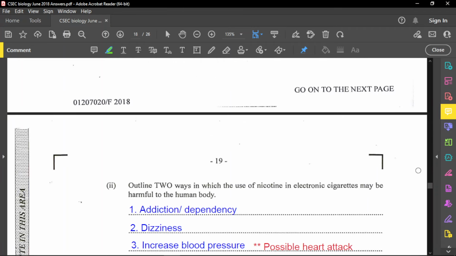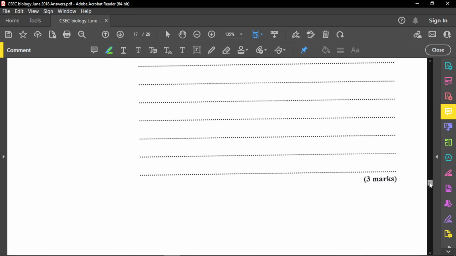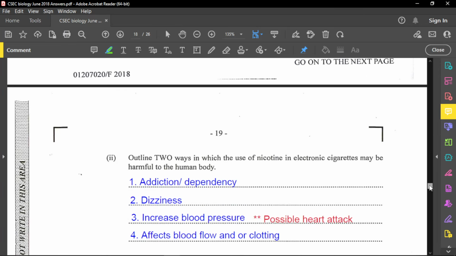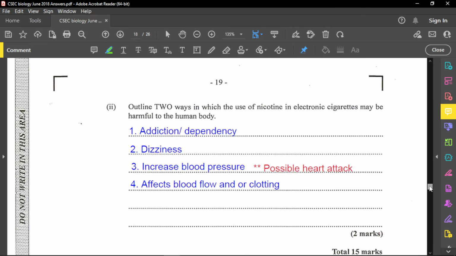All right, so next question. I think I jumped over this too fast. Okay, yeah, I'm at the right place. All right, so part 2, let's make sure. Part 2 is to outline 2 ways in which the use of nicotine in electronic cigarettes may be harmful to the human body.